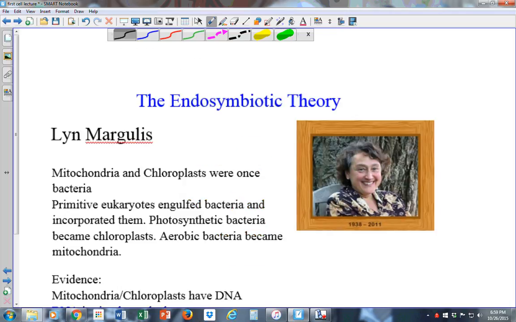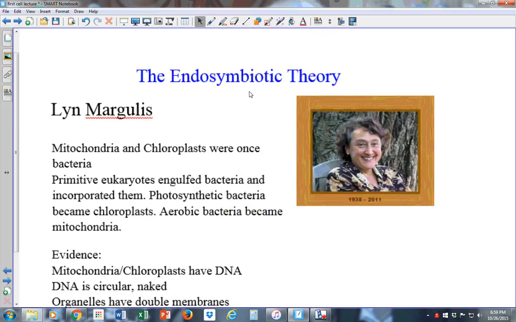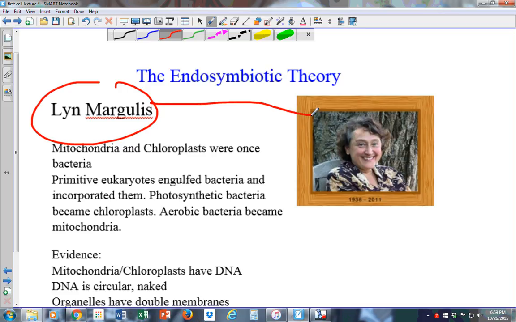Okay, one last thing here before we end our discussion. There is another idea of where we went after we had primitive cells. A lot of people used to think that primitive cells just evolved over millions of years and became more sophisticated. But there was a great biologist at Cornell University, and her name was Lynn Margulis. Here she is. She just died recently, unfortunately. And she came up with a different idea.